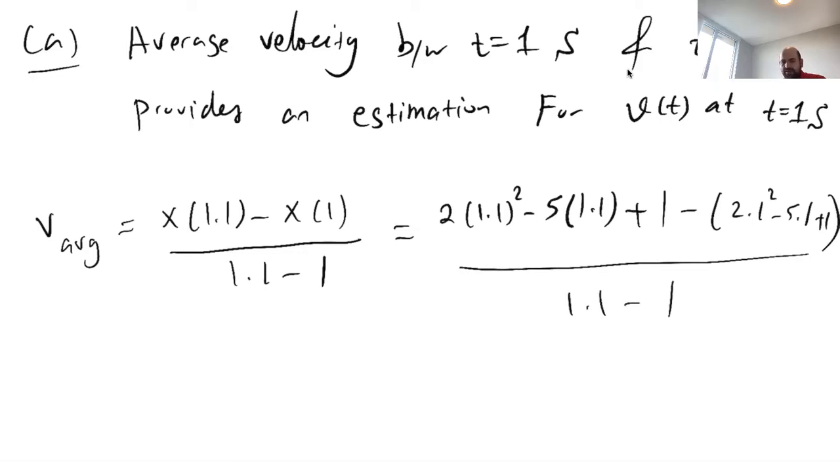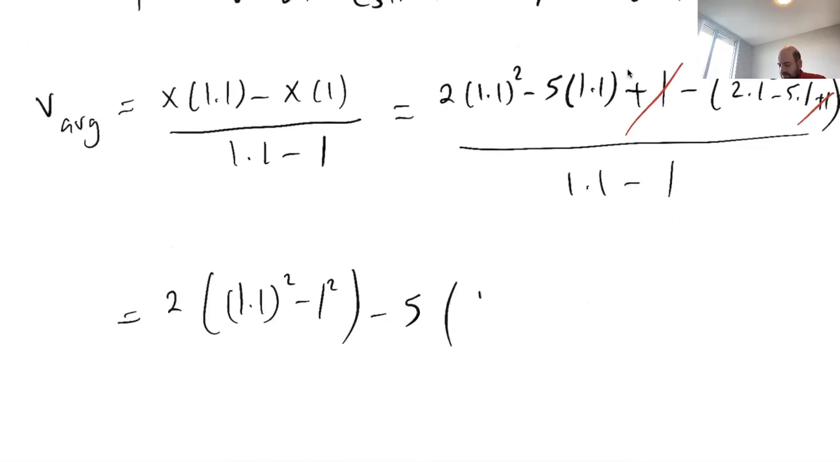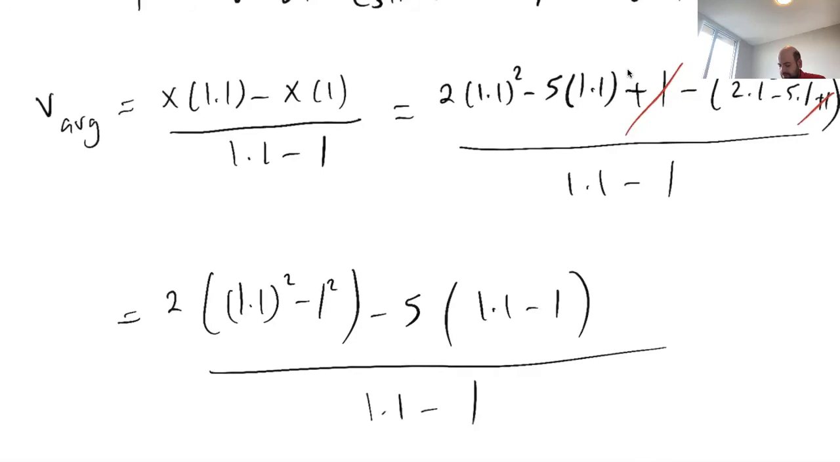See, I'm not simplifying or writing in decimals yet, because I'm hoping that maybe I can simplify things even without a calculator. Of course, I can use a calculator to calculate these numbers and find the final answer. But even without a calculator, I can cancel 1 with this minus 1 here. And then I'll be left with 2 times 1.1 squared minus 1 squared, minus 5 times 1.1 minus 1, divided by 1.1 minus 1.